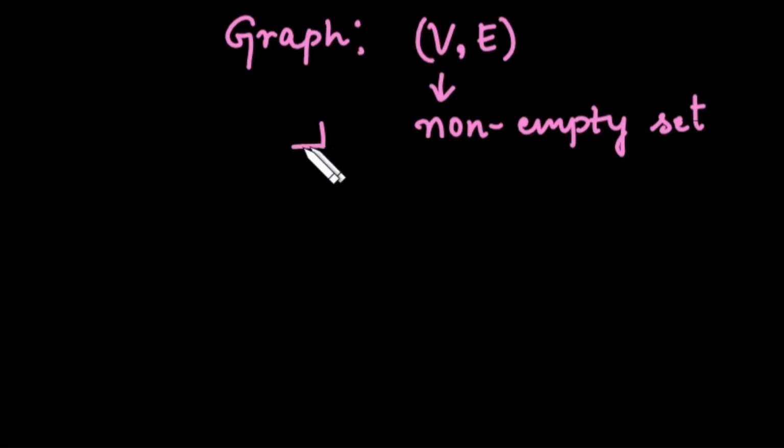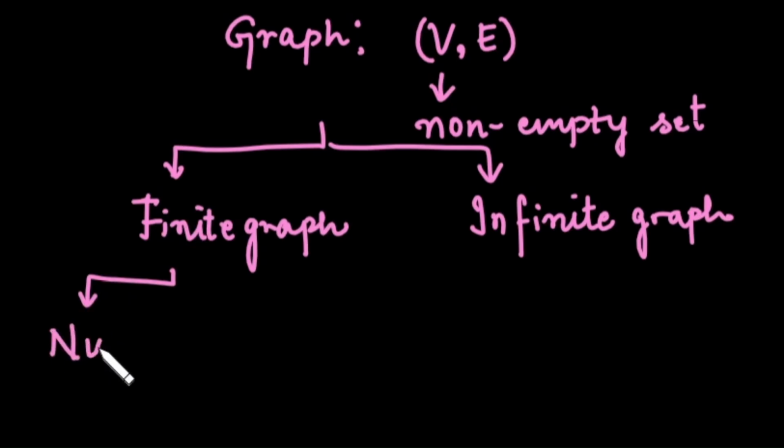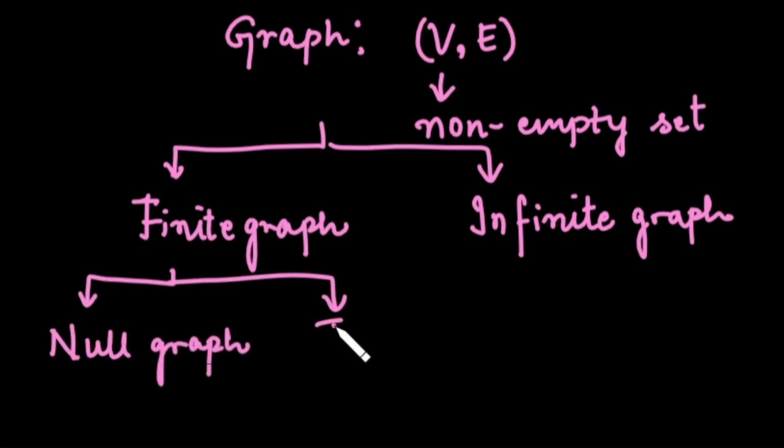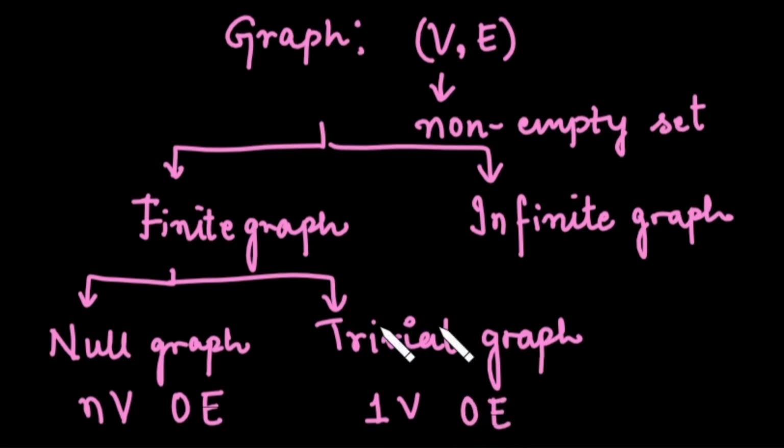On the basis of vertices and edges, we have two types of graph: the finite graph and the infinite graph. A finite graph means both the vertex set and the edge set are finite. An infinite graph means either the vertex set is infinite, or the edge set is infinite, or both are infinite. Further, a finite graph is categorized as a null graph or a trivial graph. A null graph means we have vertices but no edge, whereas a trivial graph has only one vertex in the graph and there is no edge.